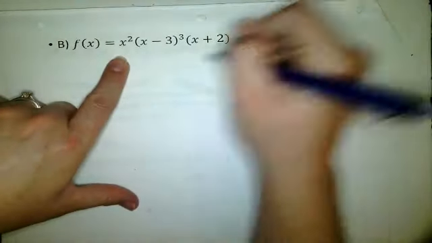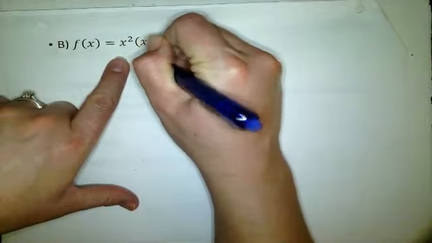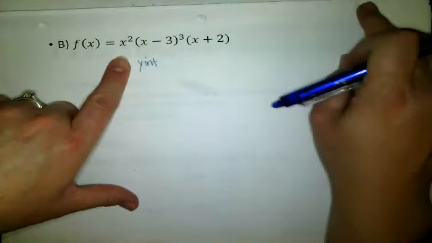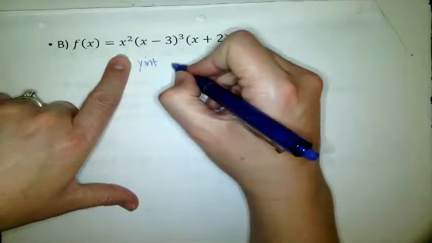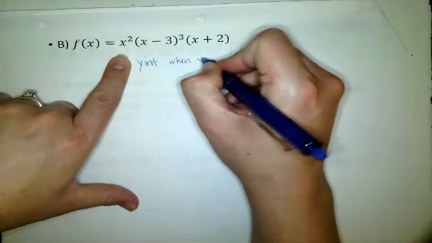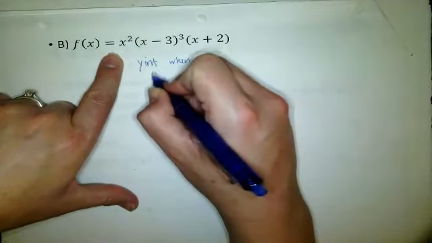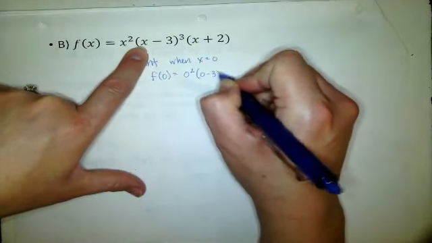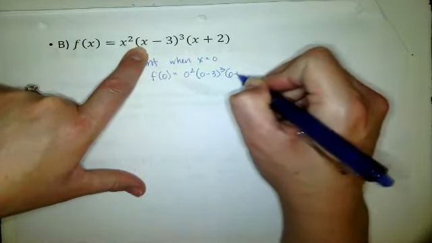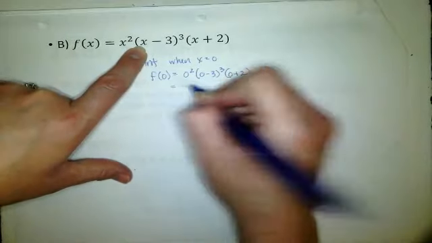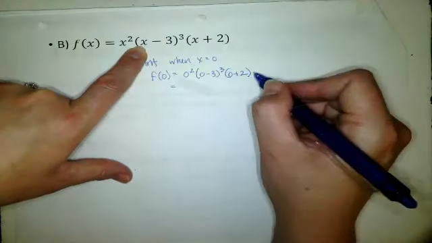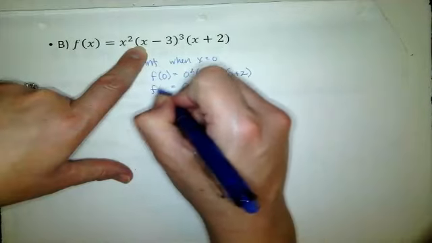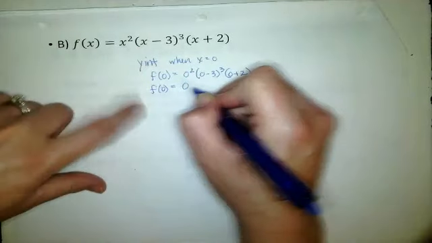All right, the y-intercept is the first thing we need to find. The y-intercept occurs when x is equal to 0. So we have f of 0, which is 0 squared times 0 minus 3 cubed times 0 plus 2, and 0 times anything is going to be 0. So our y-intercept is 0.